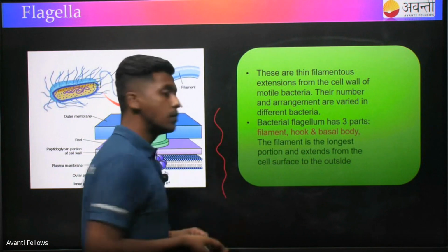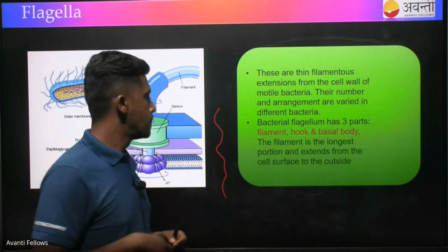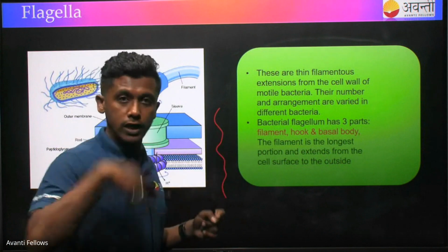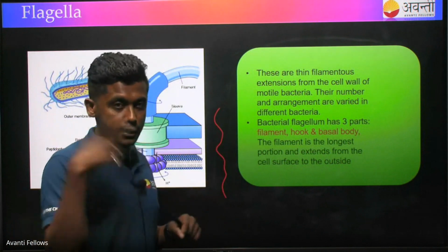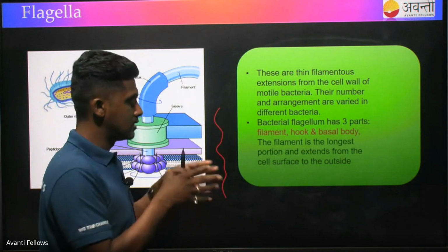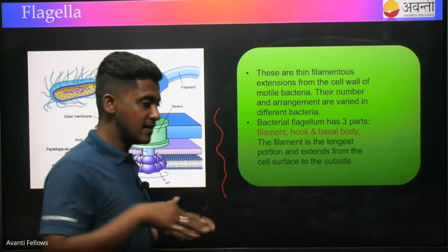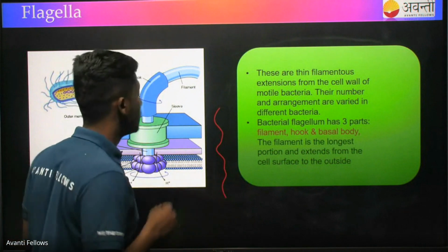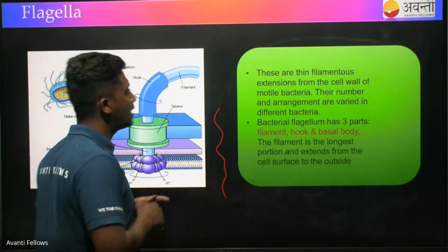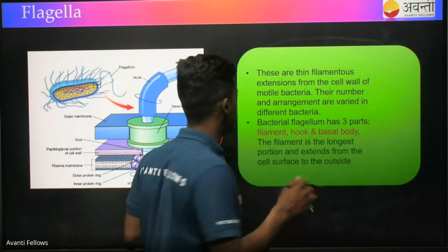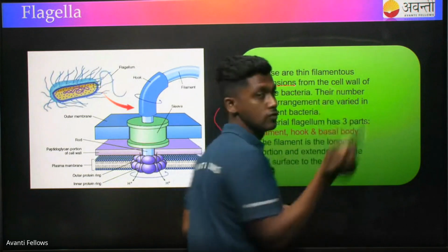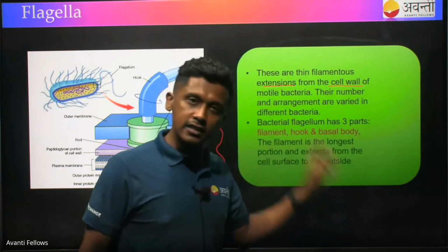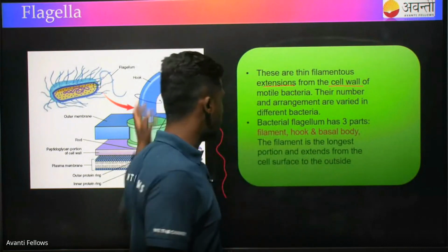These long whip-like structures don't wave like this, but they rotate like a motor. That will cause the entire bacterium to spin rather than move like a snake. So that's how bacterial flagella work. As I said, it's an extension from the cell wall, not the plasma membrane. Based on arrangement and number, we can classify bacteria.